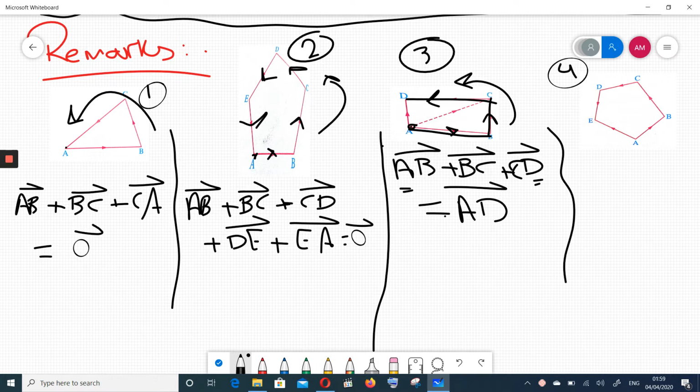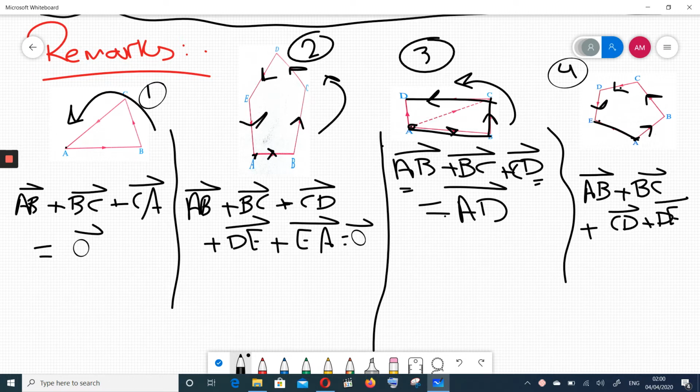Okay, what about the last one here? The same thing, starting from A, it's AB, BC, CD, DE, and this is AE. Starting point is A and ending point is E. AB plus vector of BC plus CD plus DE, all of those, the answer is going to be vector of AE.